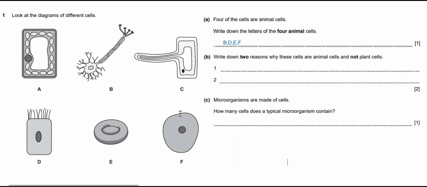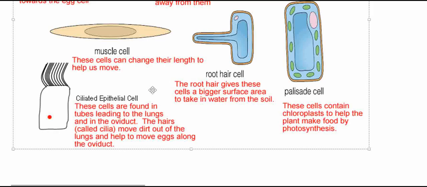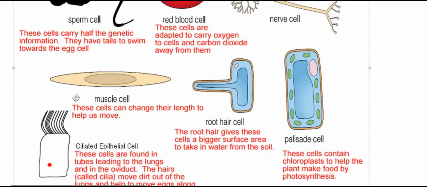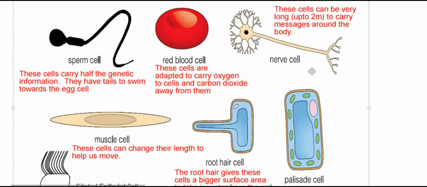Let's see what type of cell B, D, E, and F are. B is a nerve cell. You can see from the long network here. It can only be found in animal cells. D is a ciliated epithelial cell. These cells are found in tubes leading to the lungs. The hairs move dirt out of the lungs and help to move eggs along the oviduct. So this can be found only in tubes leading to the lungs and in the oviduct, which means it is only found in animal cells.